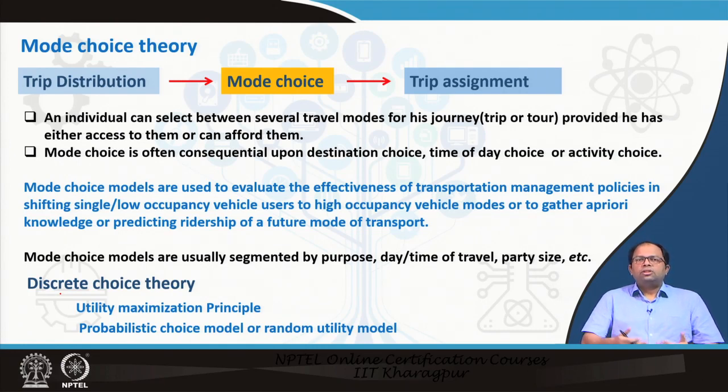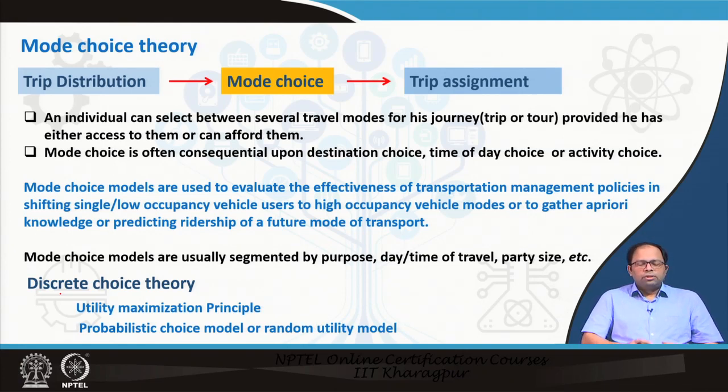So, we gain this knowledge so that it could be used in developing future modes or future policies, or for predicting ridership of future modes of transport. That means, if I determine that I will introduce a metro corridor in the city, I will also evaluate what would be the likely effect of introducing this particular corridor. So, that is why we will undertake these mode choice models.